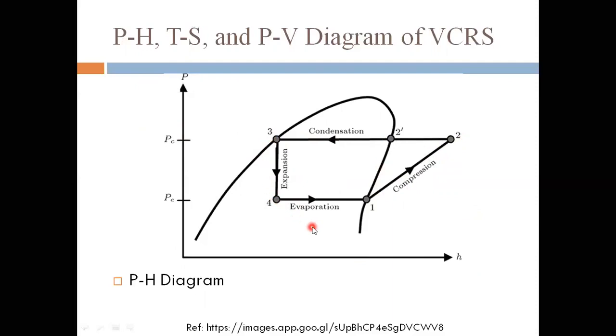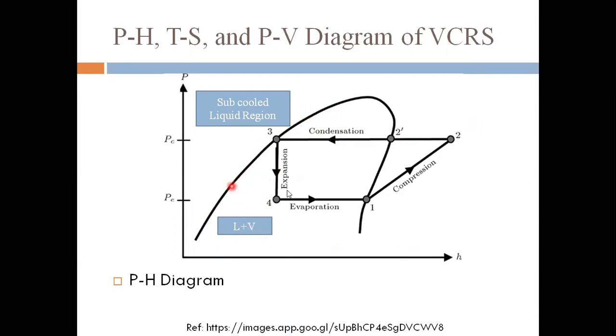Before going into the PH diagram, we need to understand the regions. This line is known as the saturated liquid line. From the saturated liquid line, the left region is known as the subcooled liquid region. Another is the liquid plus vapor region, or we can say the wet region.